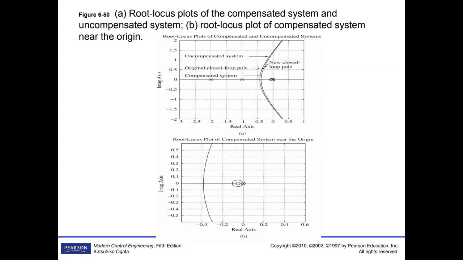The reason why these two curves are not changing is because we added a pole and zero almost near. So it's one actually. S plus 1 over T over S plus 1 over beta T, the two are almost the same.